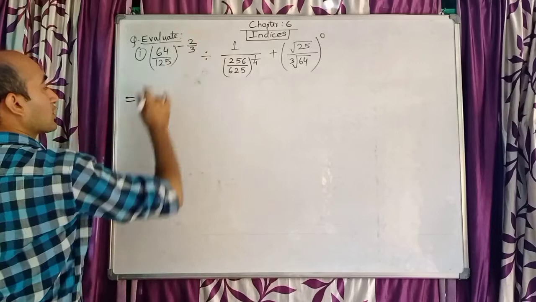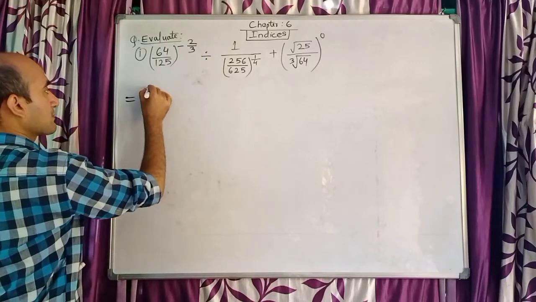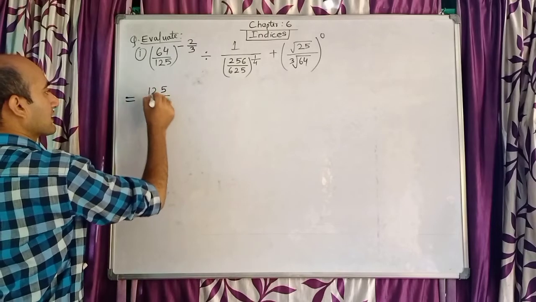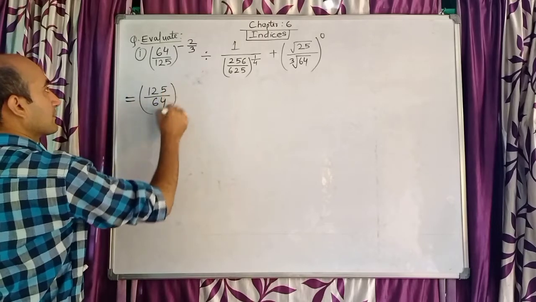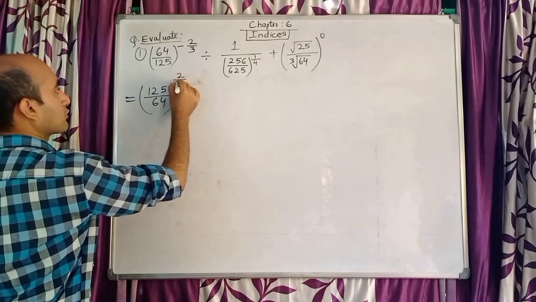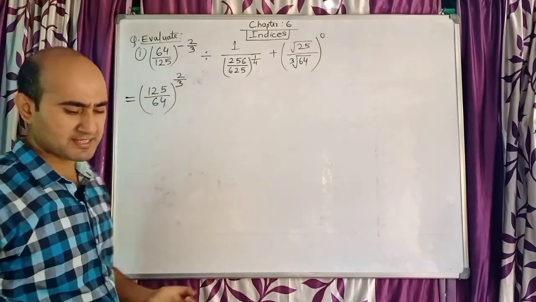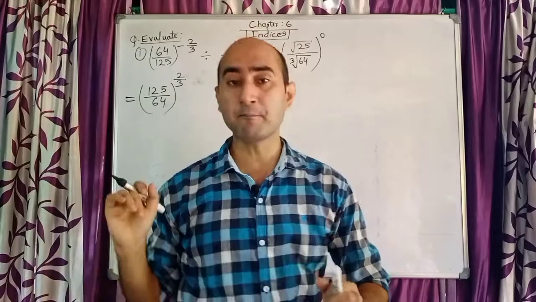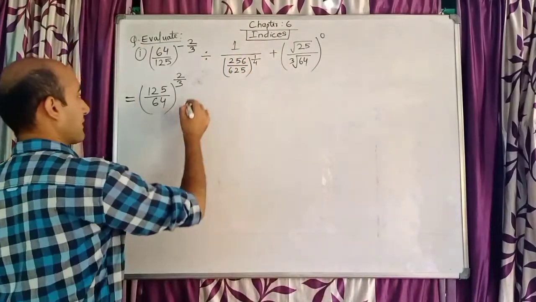First of all I am going to make this power positive. To make this power positive I am changing numerator and denominator. So I have changed here and my result will now be 125 by 64... the power will be the same, 2 by 3, but positive. The negative power will become positive power. That is the only matter here.